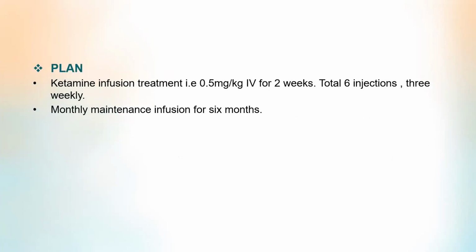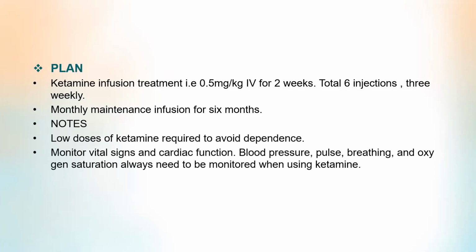The plan given here is ketamine infusion treatment, 0.5 mg per kg IV for 2 weeks. A total of 6 injections should be included in the regimen, 3 weekly, followed by monthly maintenance infusion for 6 months. Notes: low doses of ketamine are required to avoid dependence. Monitor vital signs and cardiac function: blood pressure, pulse, breathing, and oxygen saturation always need to be monitored when using ketamine.